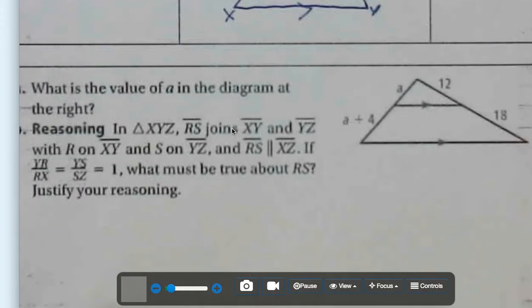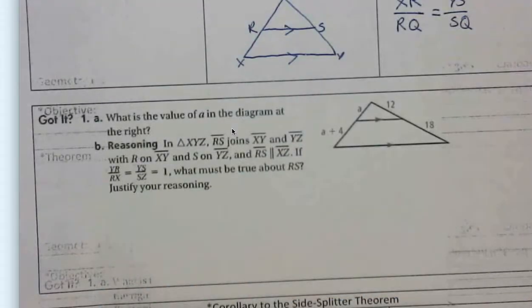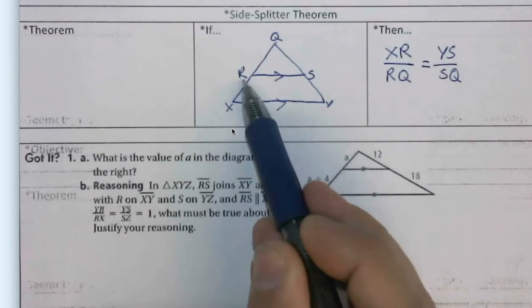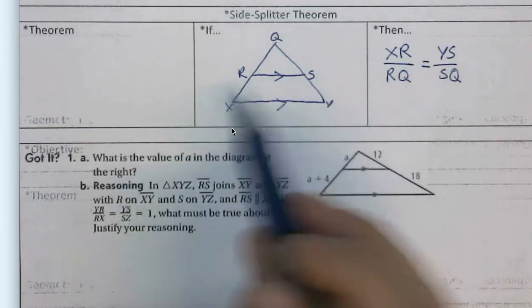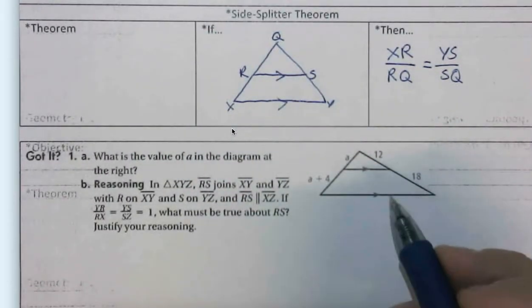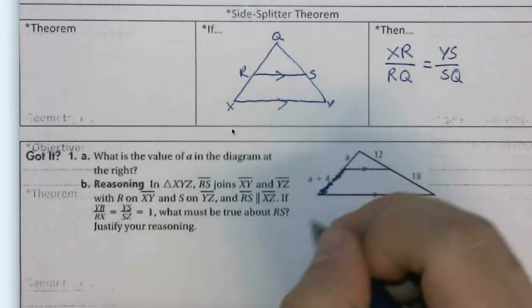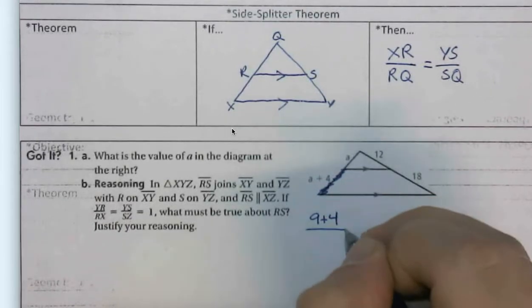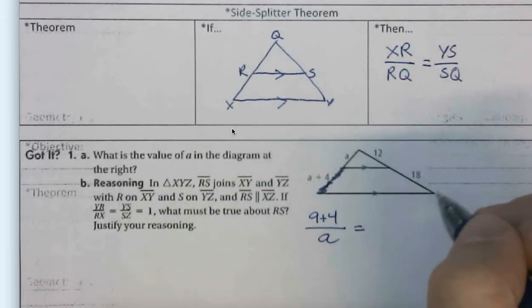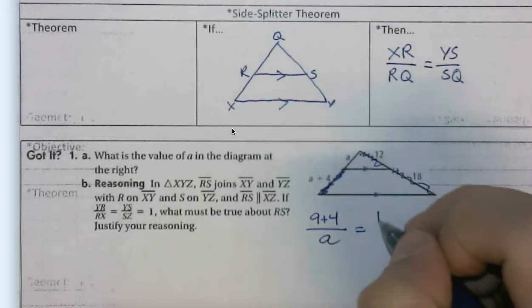So with this, we have a triangle, same kind of setup as before. And we're being asked to find the value of A in the diagram at the right. Well, I know that the side-splitter theorem says that if we have a line running parallel to a side of a triangle and they intersect, the segments there are going to be proportionate. So in this case, I know that this segment here, A plus 4, could work with the A, which is the top part, and that should be equal to this 18, which is the bottom right, over the top right, so 18 over 12.